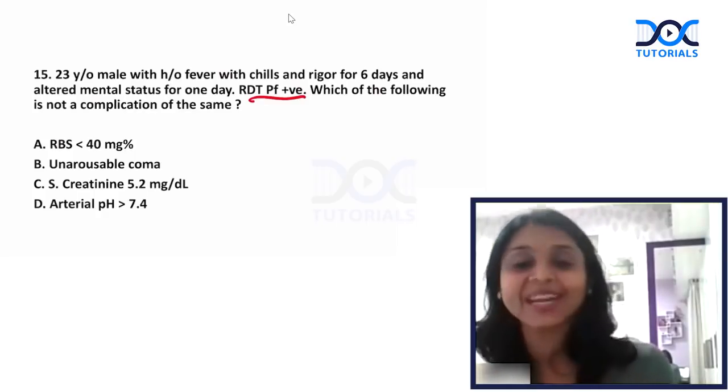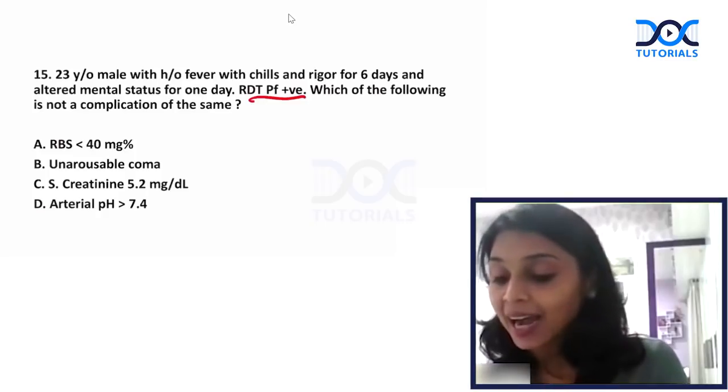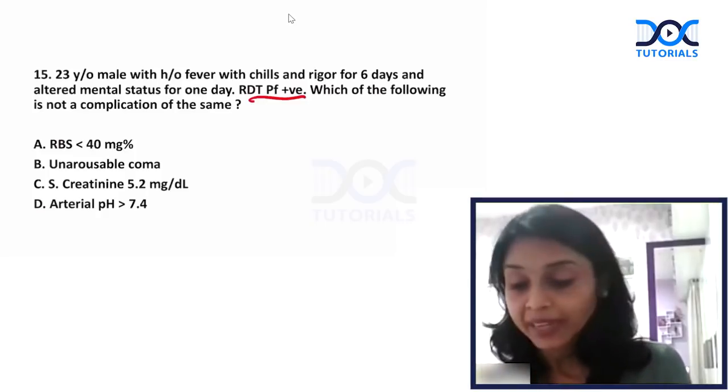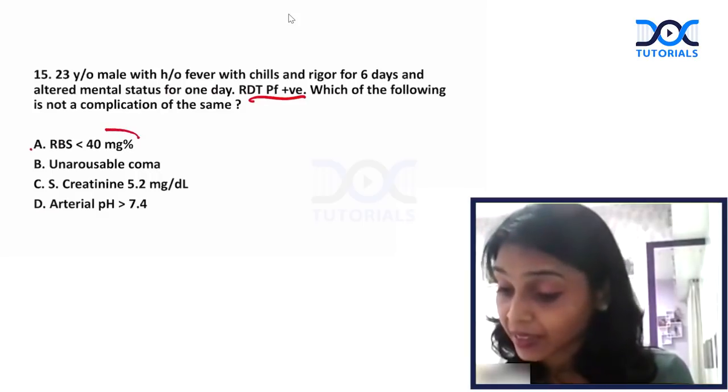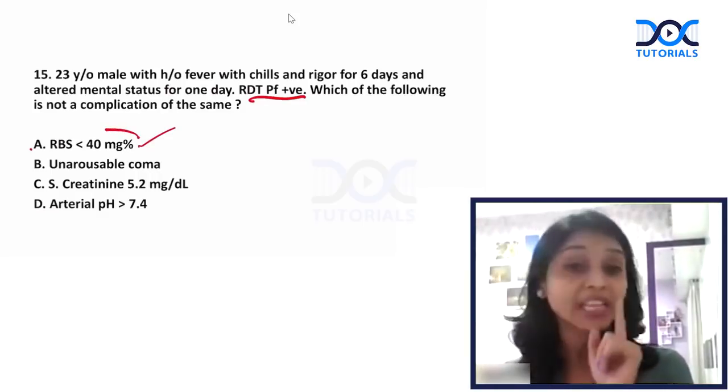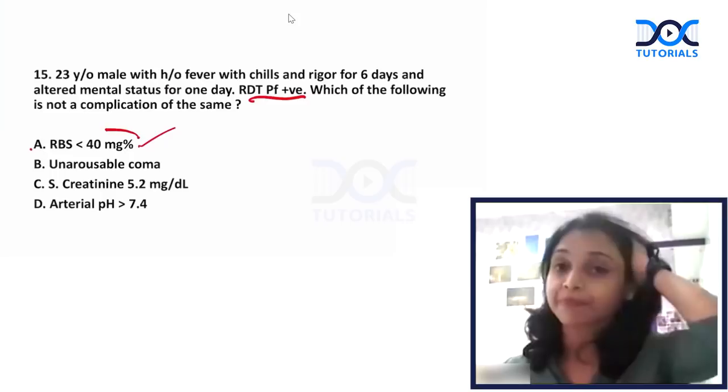Yes, you're right. All of you are right. RBS less than 40 milligram is hypoglycemia. So hypoglycemia is an expected complication of severe malaria, this is correct.